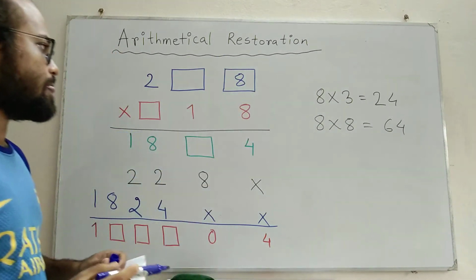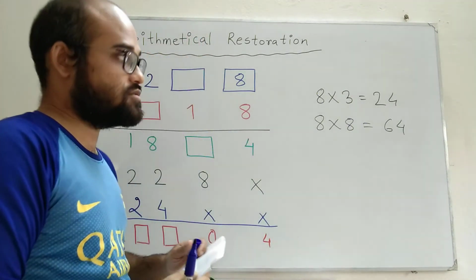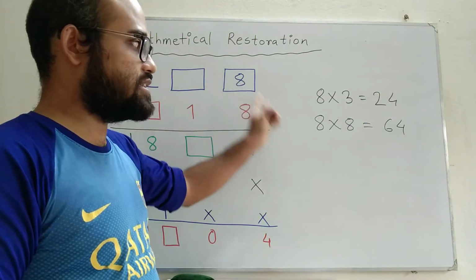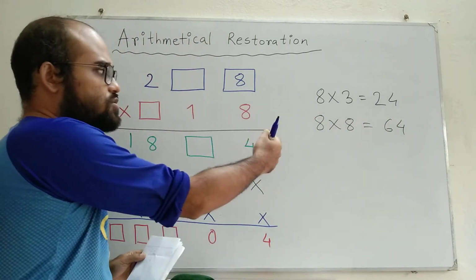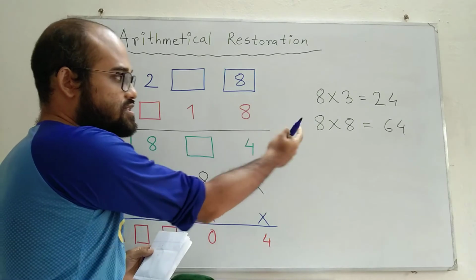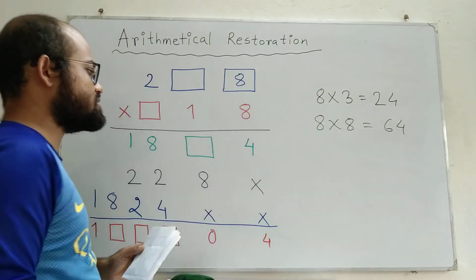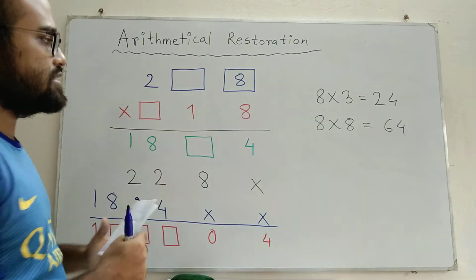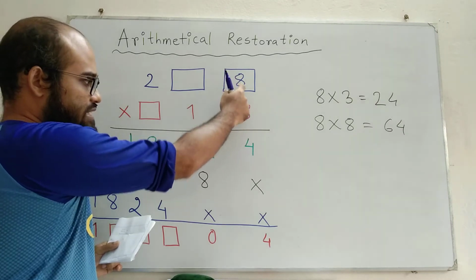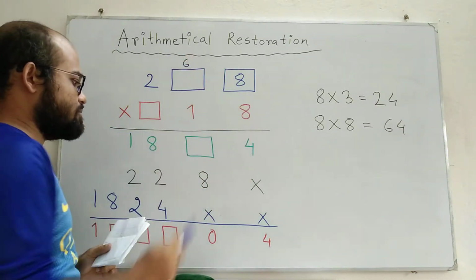So this is 8. Let's see whether it matches our previous criteria, which is when I multiply this 8 with 8, I should get a number having 4 in the unit place. Yes, I do, because 8 times 8 gives me 64, and 64 has 4 in its unit place. Now let's move on to fill up this gap. See, this is 8 times 8 is 64. I put 4 here and carry 6 over there.